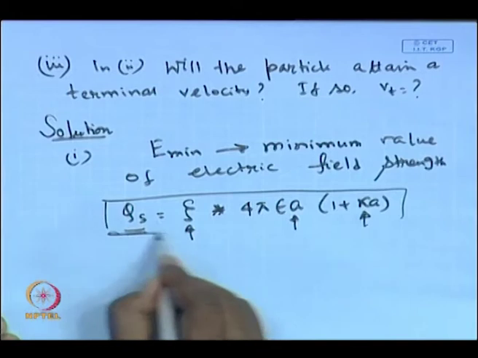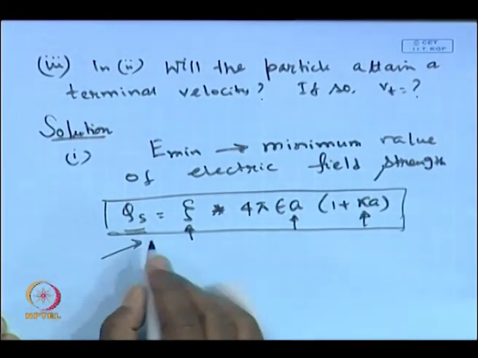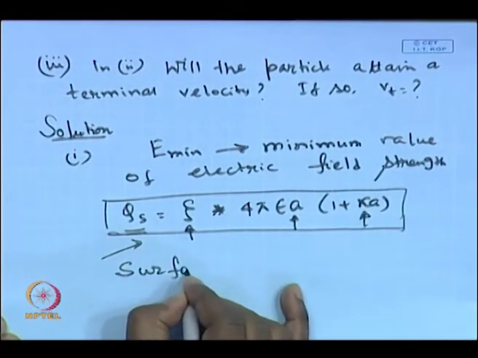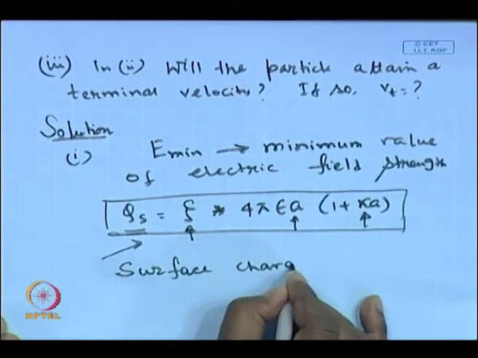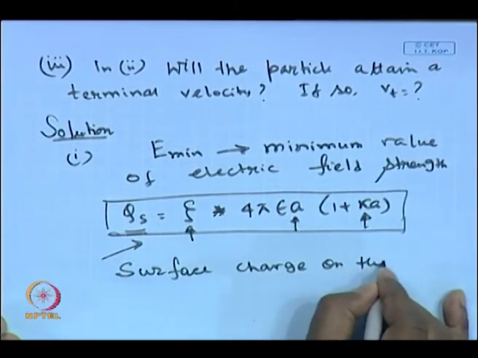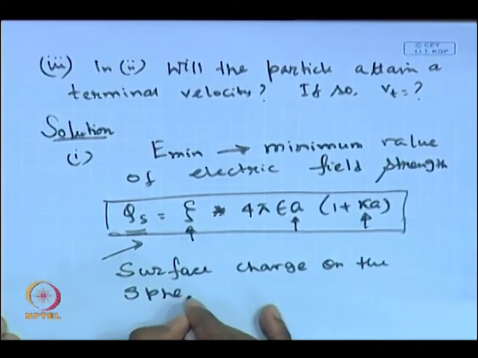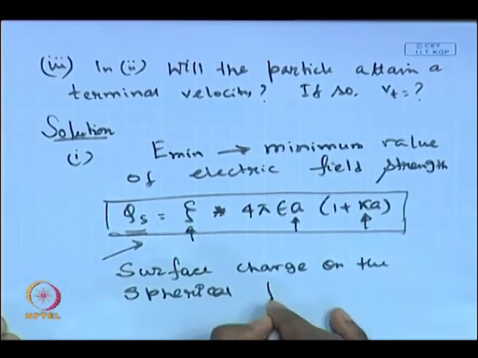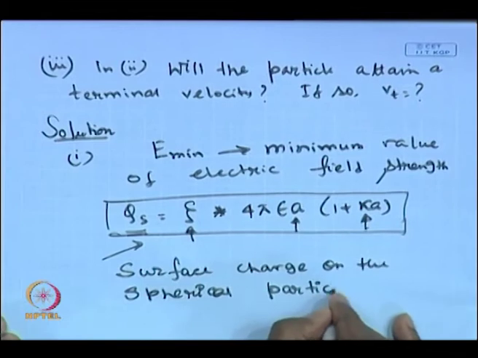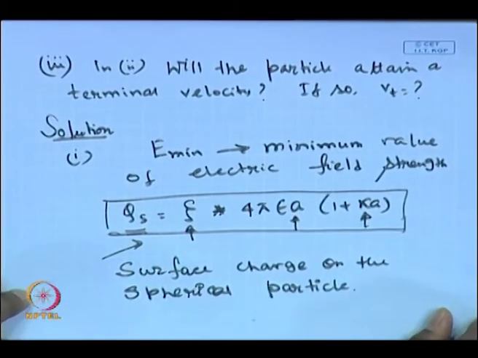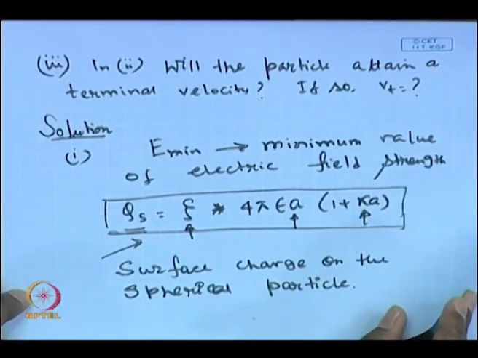So, you can estimate the charge residing on the surface of the particle from this formula. This formula gives you the surface charge on the spherical particle. Next, we find the minimum field strength.